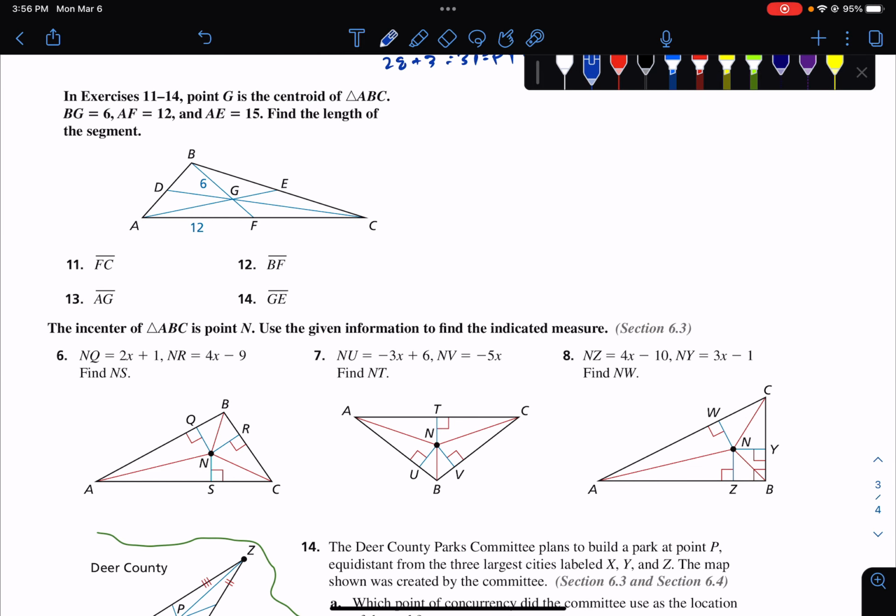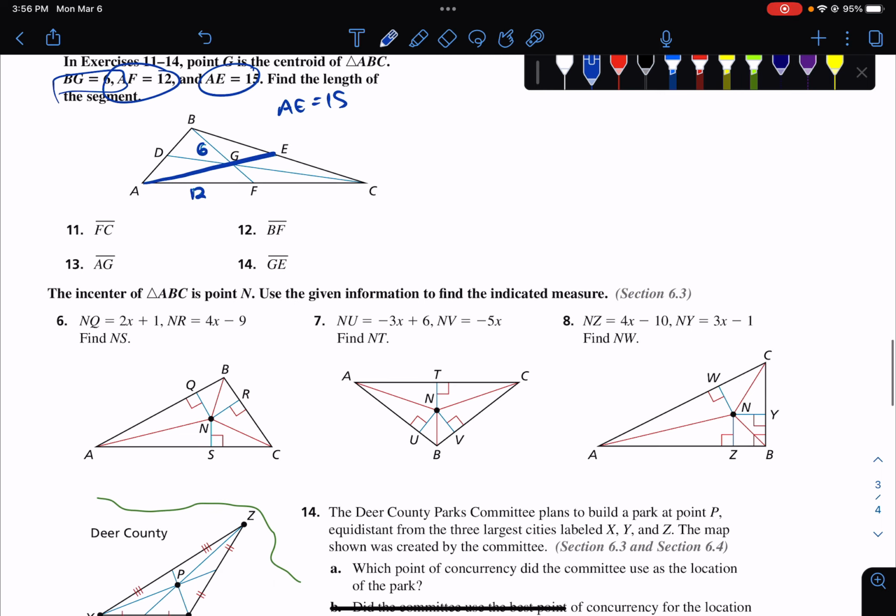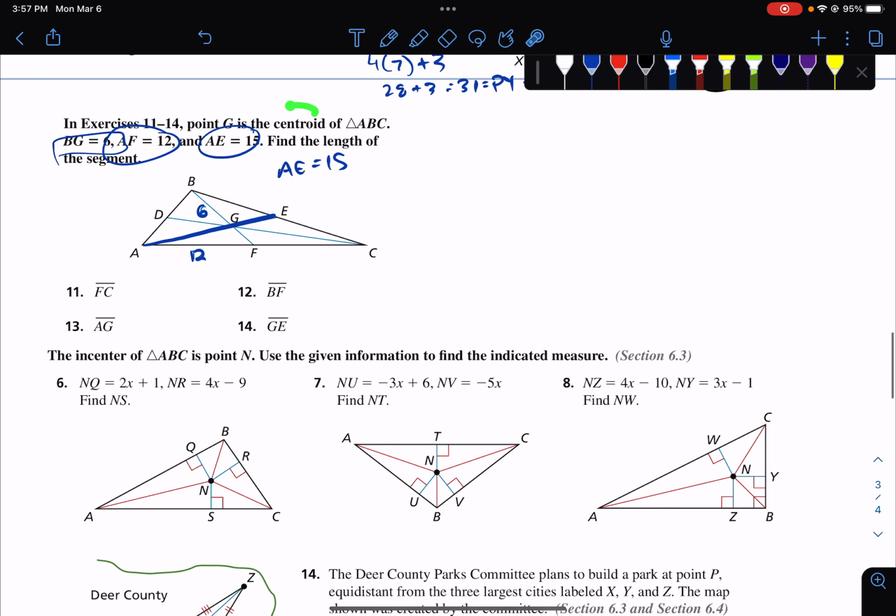Centroid. So 11, 12, 13, and 14 give me the centroid, and it tells me a few things. It tells me that BG is 6, and that's written right here. It tells me that AF is 12, and that's written right here. And AE, this entire distance right here, AE is 15. Now, there's a few things that you need to know about the centroid.